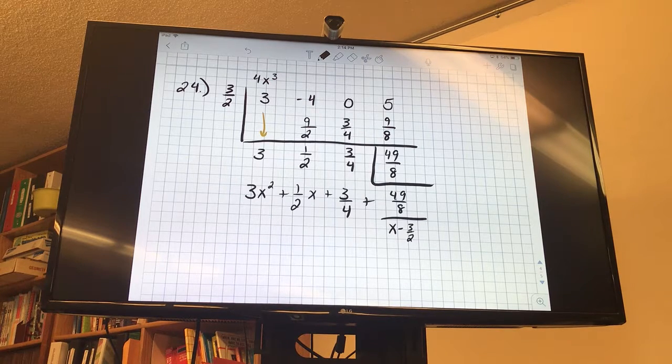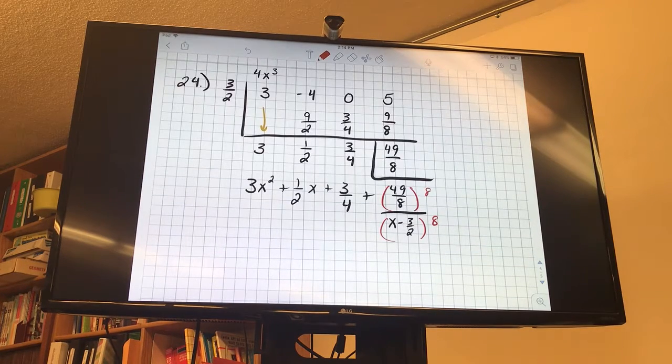Synthetic division can only use an x plus or minus something. If there's anything else multiplied by the x, you can't do it. If it's an x squared, you can't do it. So then that last number is your remainder, and you write it over your divisor. On this one, we had a fraction within a fraction, so we multiplied top and bottom by 8 to get rid of that fraction within a fraction, to end up with 49 over 8x minus 12.